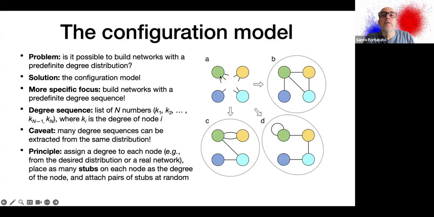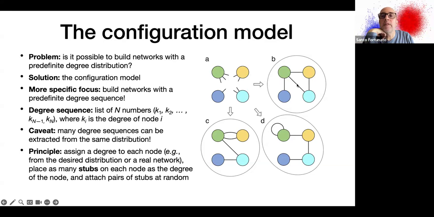So I want the green node to have 3 neighbors. I attach 3 stubs here. They're called stubs. The same thing for these blue nodes, 1 stub, 2 for the yellow one, orange, and 2 for the light blue one. And then I close my eyes, I take pairs of these stubs, and I join them randomly. And these are 3 possible configurations you can obtain this way. You can check that in each of these configurations, each node will have the predefined number of neighbors.